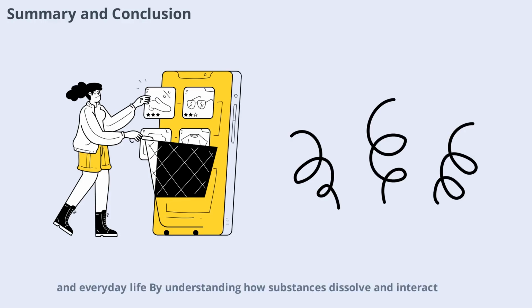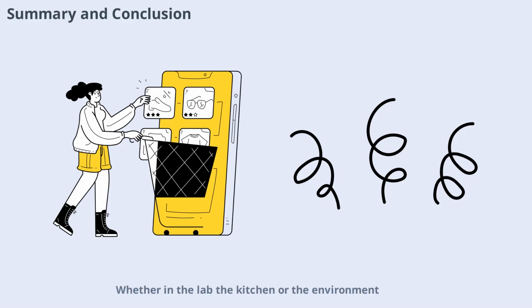By understanding how substances dissolve and interact, we can solve problems, create new products, and improve our world. Whether in the lab, the kitchen, or the environment, solubility is a key to unlocking the mysteries of matter.